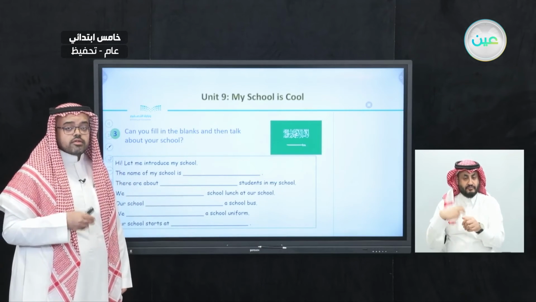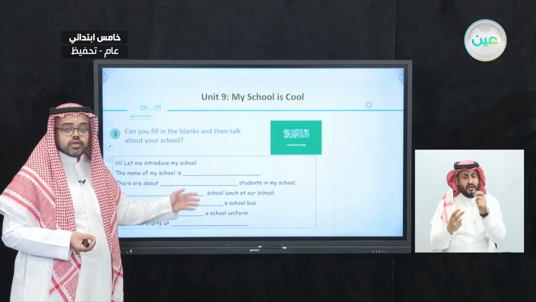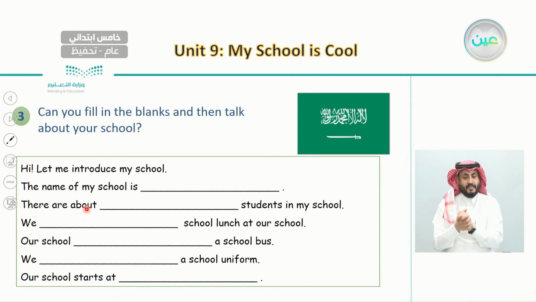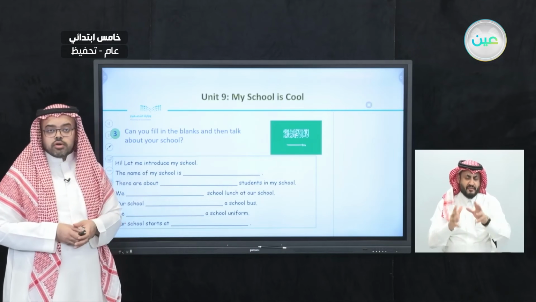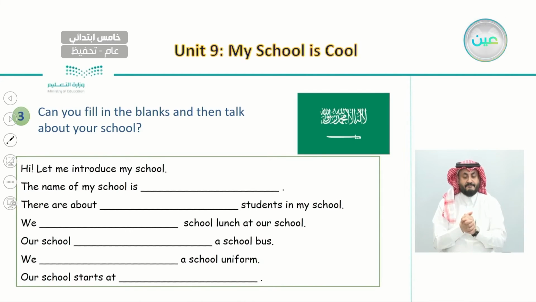Now let's read the second sentence so we know what kind of information we should fill in the second one. There are about blank students in my school. So here, the second information, what should we fill it in with? We should fill it with the number of students. For example, there are about 500 students in my school, or there are about 800 students or 1,000 students in my school. So you don't have to give the exact number because this is why we use about. About means it's not a specific number, but it gives a number that is near the right one. So here we can use there are about, and then we mention the number of students.